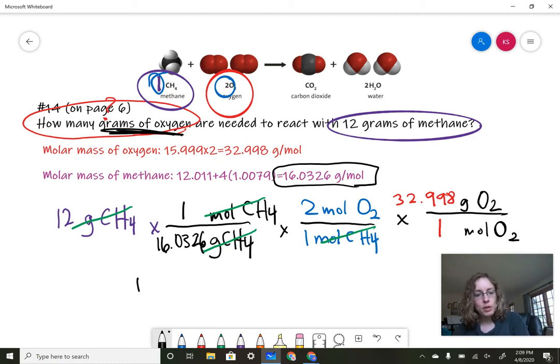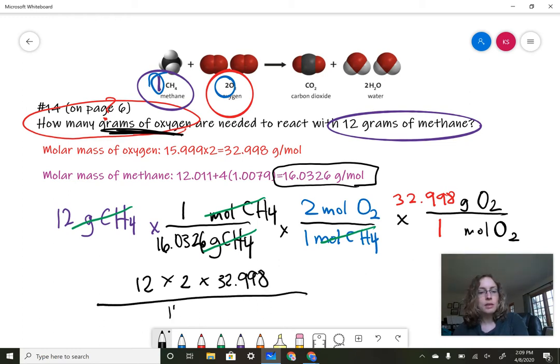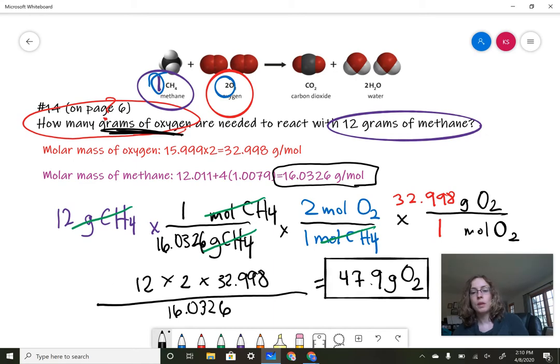So what you're going to type in your calculator is 12 times 2 times 32.998, all of that divided by 16.0326 times 1 times 1. When I type all of that into my calculator, what I got was 47.9 grams of oxygen, so about 48 grams of oxygen. All right, so that's the final answer for that problem.